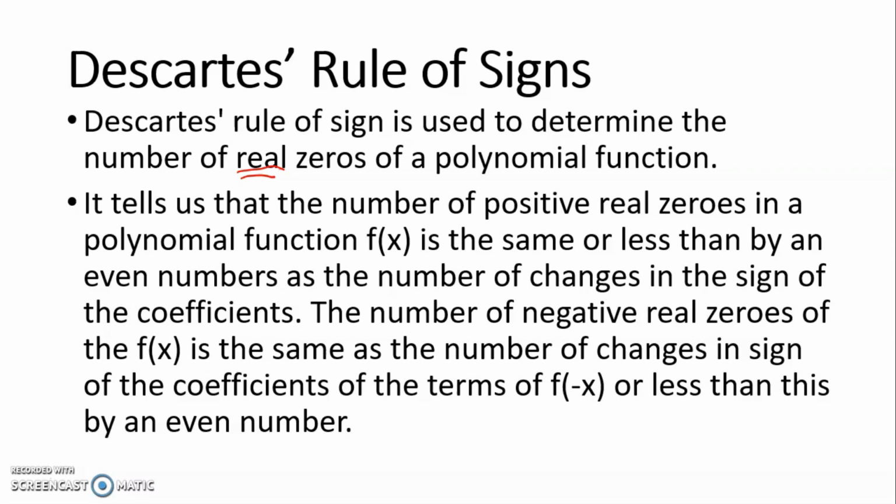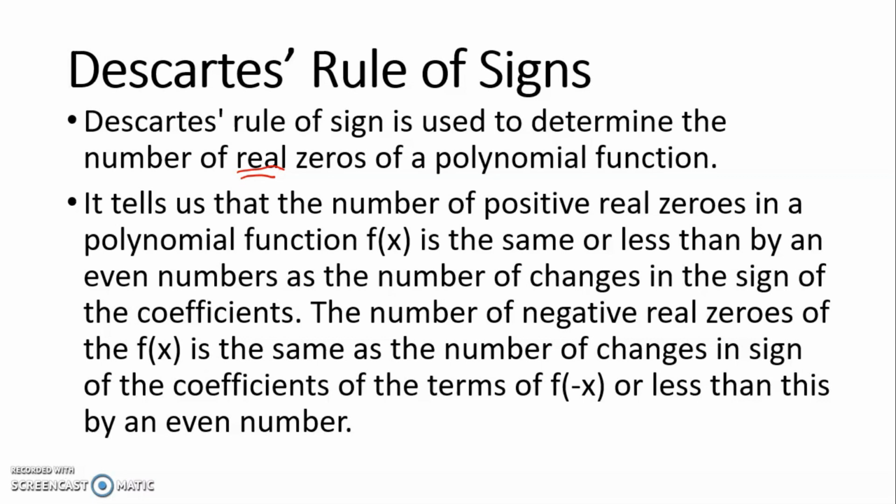So in short, when we look for positive real zeros, we just have to get the alternating signs of the coefficients of each term in f of x. If we want to get the negative real zeros, we just change f of x to f of negative x, meaning we substitute negative x for all the x's of f of x, then determine the number of alternating signs in each coefficient, and this will give us the number of negative real zeros.